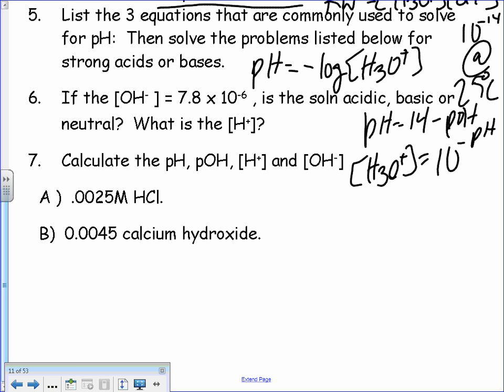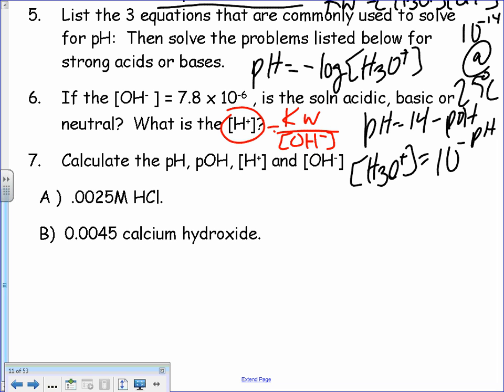So it's definitely basic. How could you easily in one step find the hydronium concentration? I would use the Kw constant divided by hydroxide to get hydronium, because hydronium times hydroxide gives you Kw, which is 1 times 10 to the negative 14.